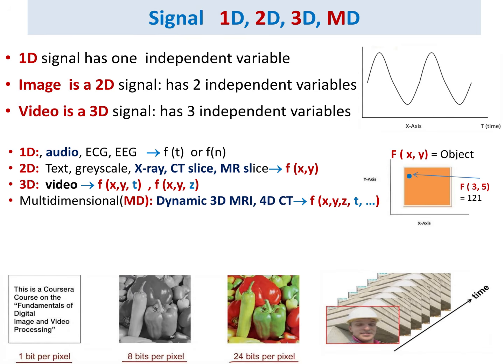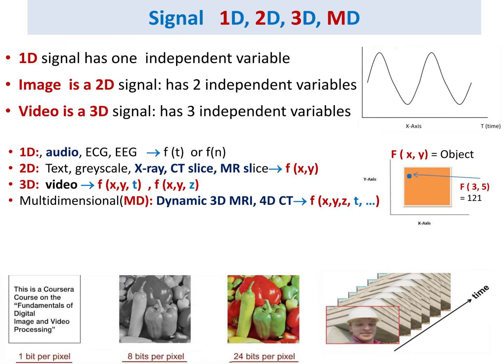This slide shows how signals are classified by the number of independent variables. A 1D signal depends on one variable, such as time, f(t), as in audio, ECG, or EEG. A 2D signal or image depends on two spatial variables, f(x, y), as shown by the rectangular image plane. Examples include grayscale images, X-rays, CT slices, and MR slices. The video sequence shown in the figure introduces time as an additional variable, giving f(x, y, t).